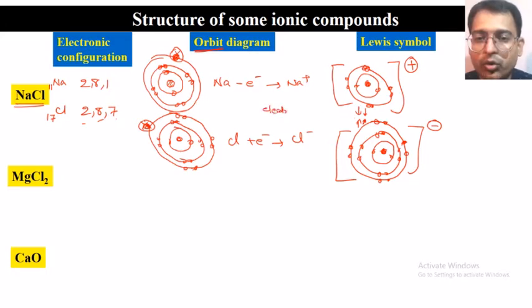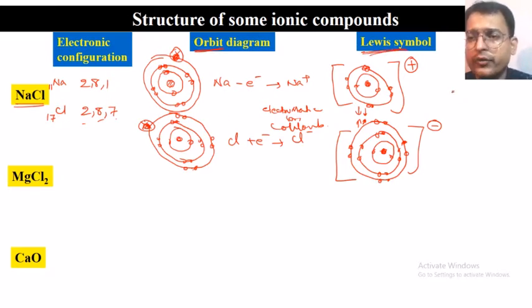Electrostatic attraction or Coulomb, C-O-U-L-O-M-B, Coulomb attraction. Coulomb is nothing but another word for charge. So Coulombic attractions or electrostatic attractions. Now orbit diagrams are difficult, we cannot always be making these circles. So there should be some kind of short representation that is easy to make. That was proposed by Lewis.